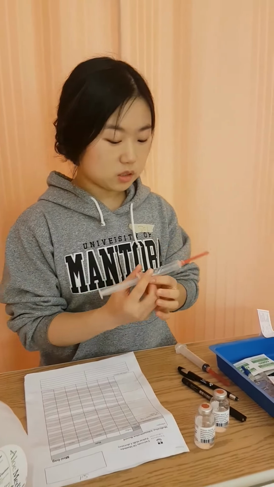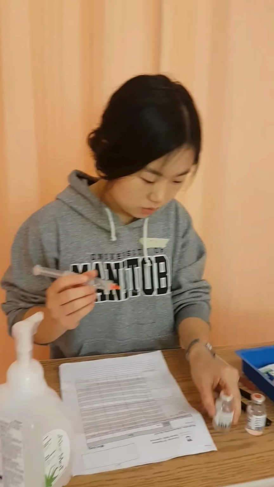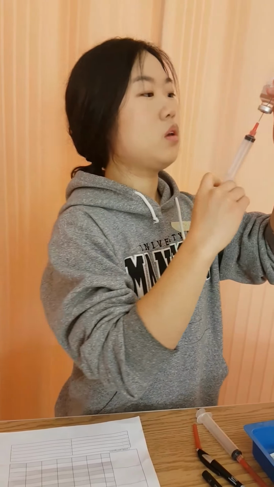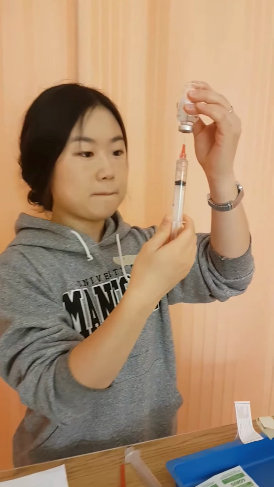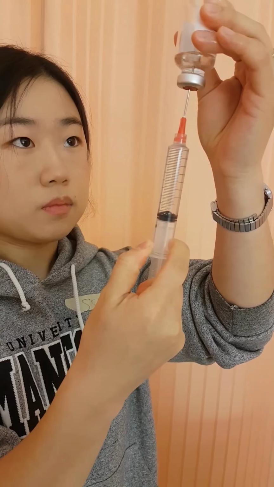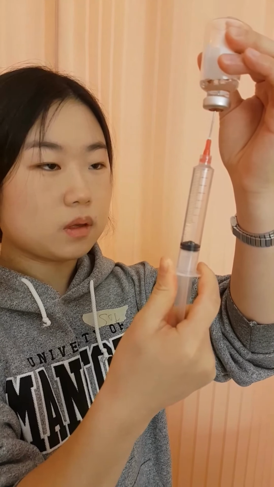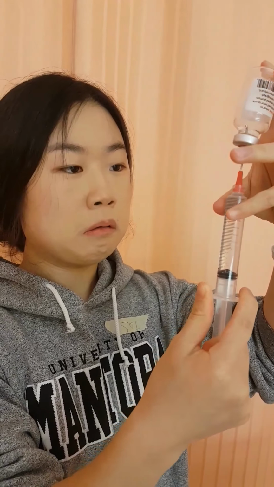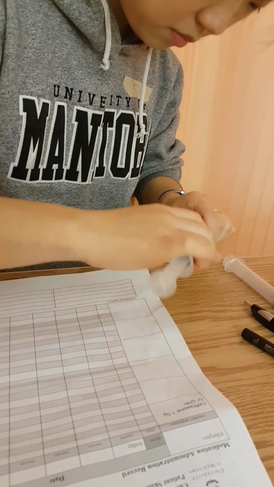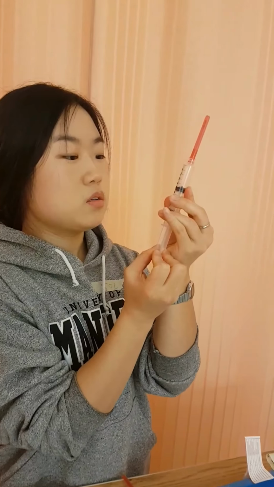So I pulled up 10 milliliters from my first vial here, injecting, collecting. Okay, so I got around 10 milliliters. Getting rid of any air bubbles. I'm going to recap it. And then 5 milliliters for the second vial.